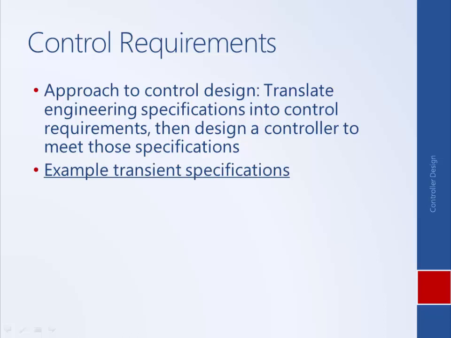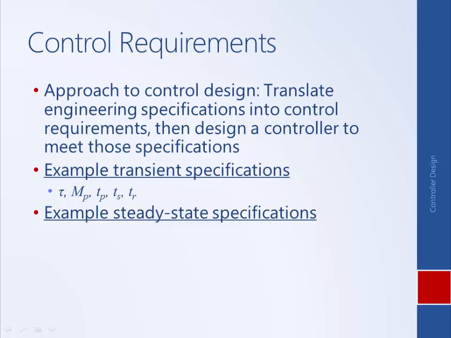Example specifications in terms of the transient performance of a control system often derive from the system's step response. So some of the things that we've discussed previously are things like time constant, which captured the speed of response of a system, in particular a first order system, overshoot, peak time, settle time, and rise time. And so these things capture the speed of response of the system, as well as the amount of oscillation in the system and how quickly that oscillation damps out.